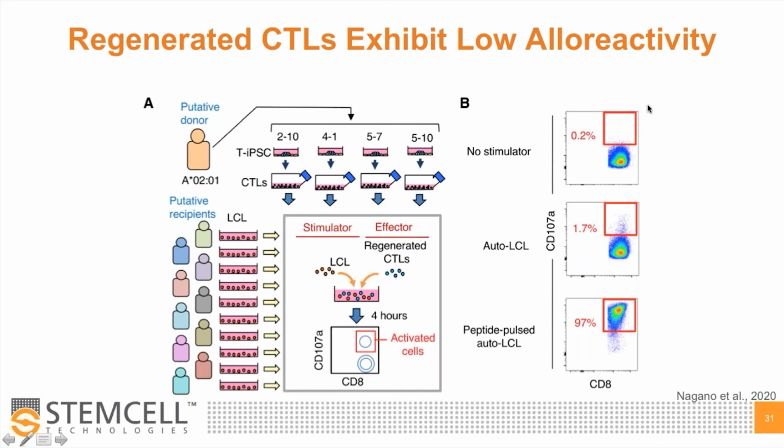So what this looks like here, CD107a by CD8, you can see there's no stimulation here, no stimulator, so no LCLs, no peptide. Then with the same LCLs from the donor as the CTLs, it's a very low background expression of CD107. Now, when the peptide is present, of course there's activation, so that's the positive control. I want to point out again, this would be the background, so low reactivity.